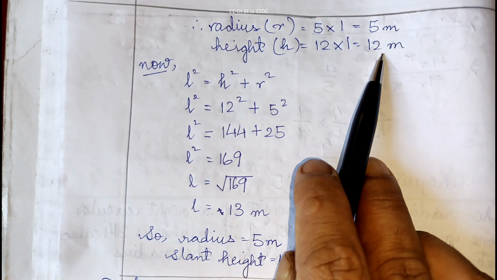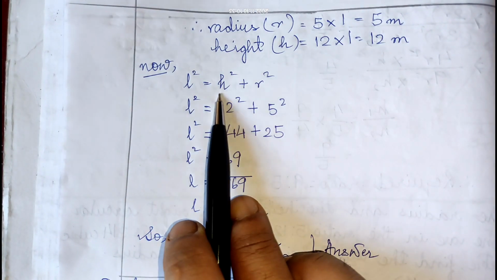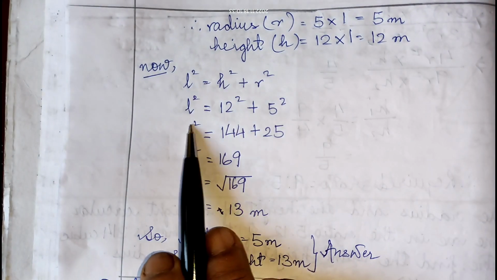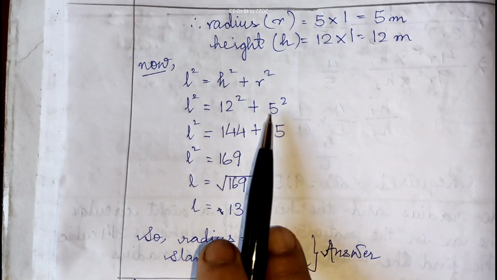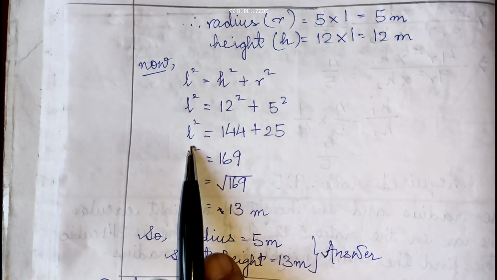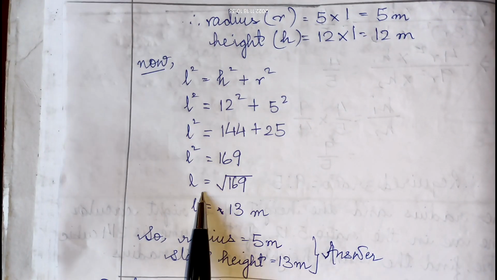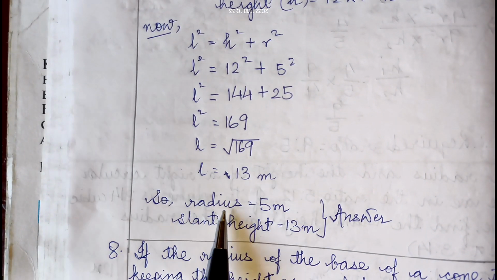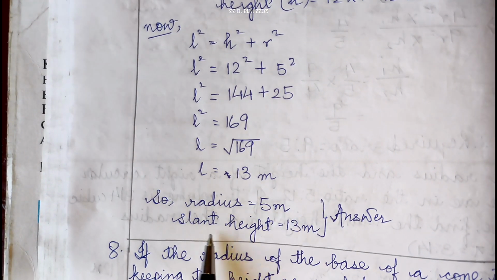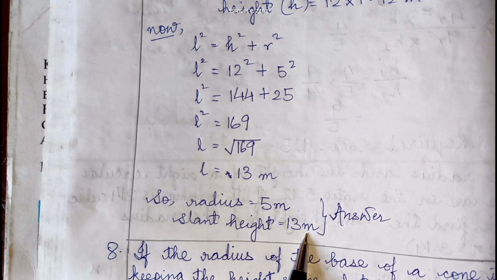But we have to calculate the slant height, and we know the formula L² is H² plus R². So L² will be 12² plus 5². L² is 144 plus 25. So L² will be 169. So L will be square root of 169, which will give 13 meter. Therefore radius of the cone will be 5 meter and slant height will be 13 meter.